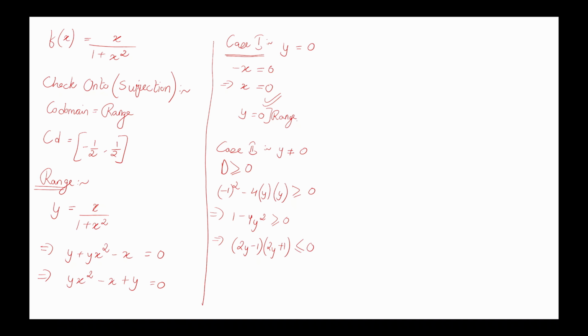Now why did I change the inequality? Because I took minus common, I multiplied both sides by minus, and I hope you all know whenever I multiply both sides of my inequality by a minus sign, my sign of inequality changes. So that is what happened here.